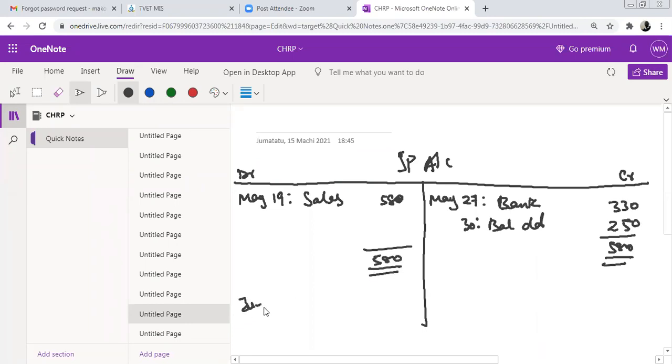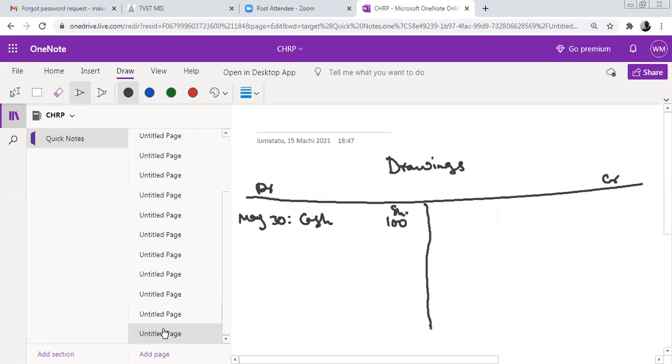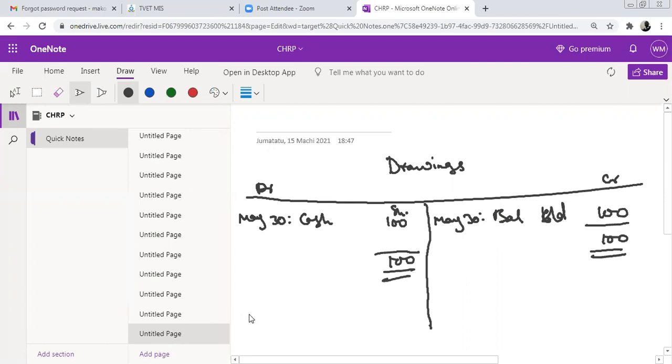So the balance brought down is 250. Lastly, we have the drawings account. Sorry, this is balance carried down of 100. So the beginning of the new month, June 1, the balance brought down is 100.